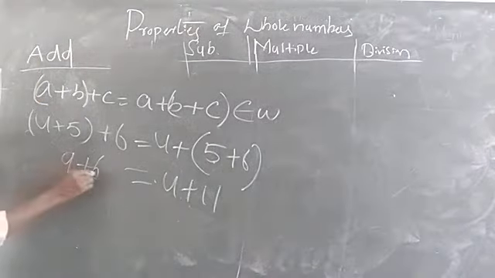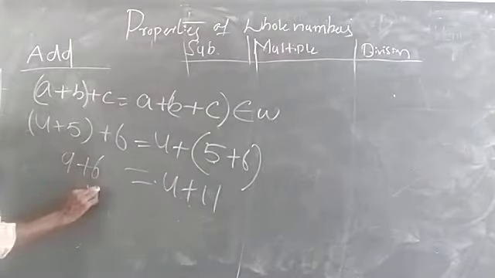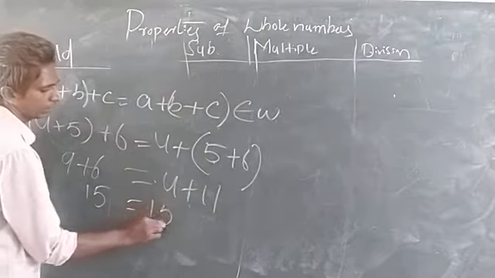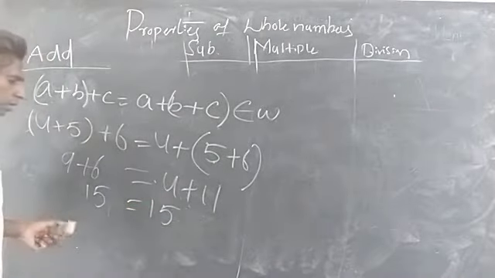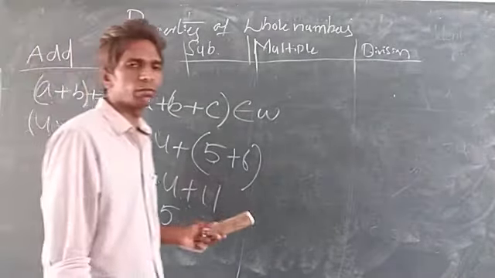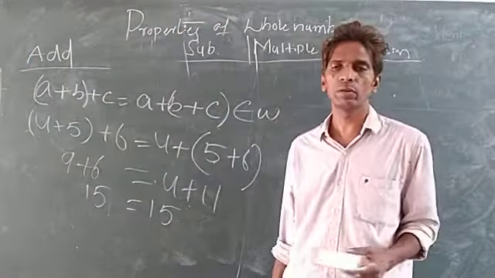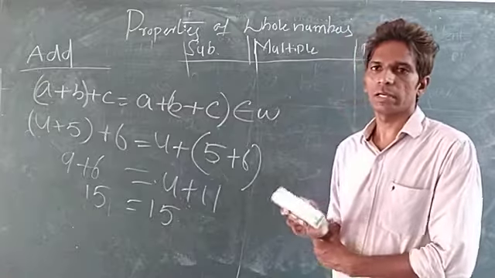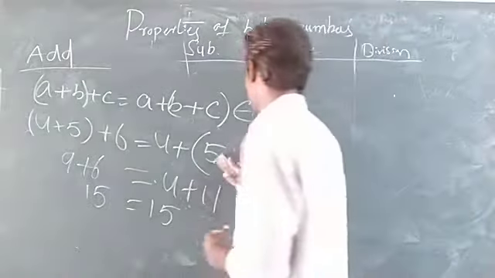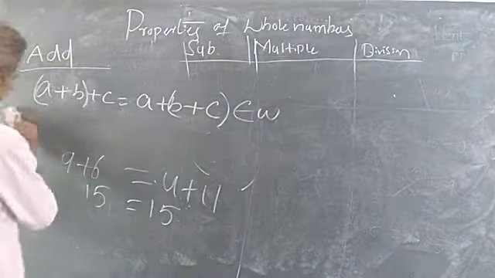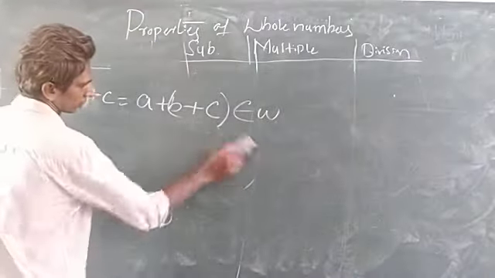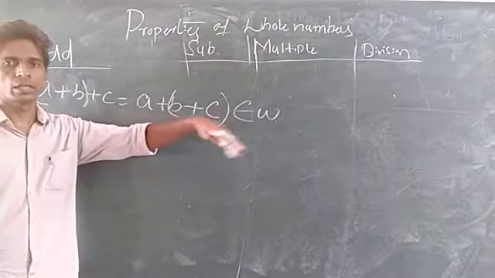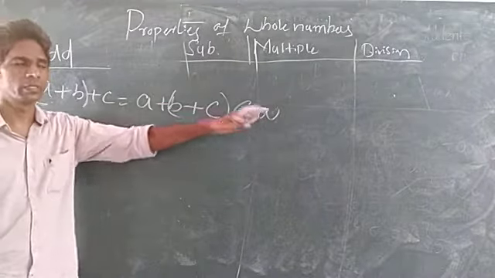So next, 9 plus 6 will become 15. That equal to 11 plus 4, so it will also become 15. So what is the answer? 15 equal to 15. So 15 is a whole number only. So it satisfies the condition. Okay, it satisfies the condition. It belongs to whole numbers.